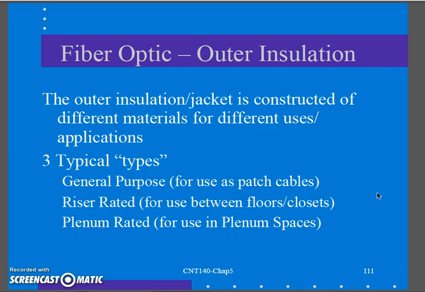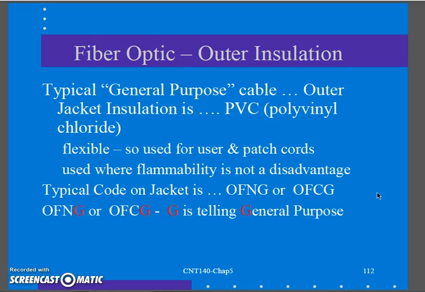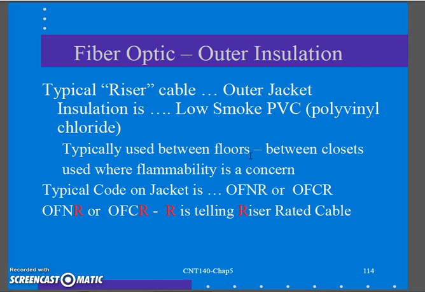Here's where I also remind you of your insulation types: general, riser, plenum. We mentioned this before, so I'm just refreshing your memory here. As I look at the label on the outside of a fiber, if I see an OFNG, G is indicating general purpose. This would be plain old polyvinyl chloride insulation, acceptable for user, patch cords, equipment closets, that sort of thing. If I see OFNR, riser rated, this is typically used between floors in my building. Wiring closet on this floor to the closet directly above me, to connect upstairs. That would be a riser rated cable connecting our 2 floors.